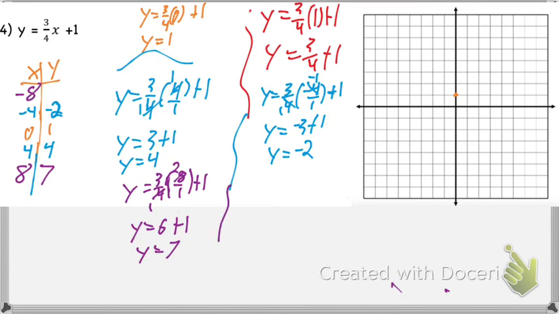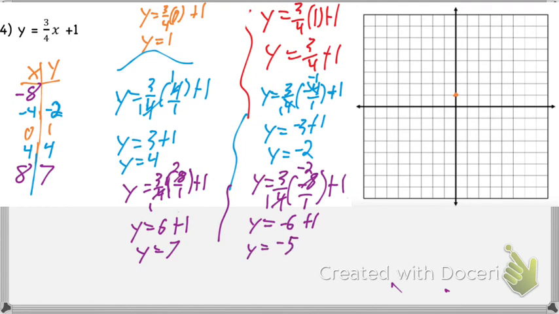Let's try negative 8. That's going to be negative 7? Wait, no. What happens with 4 and negative 8? They cross reduce to 1 and 2. What kind of 2? Negative 2. Good catch. What's 3 times negative 2? Negative 6. Negative 6 plus 1 is negative 5.